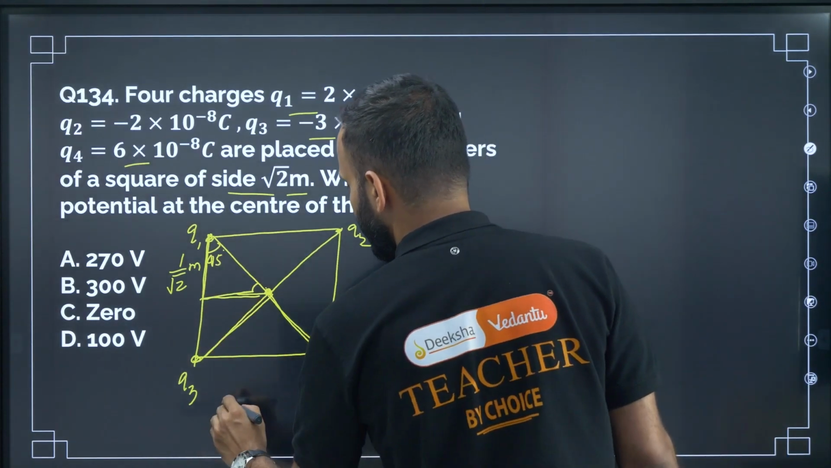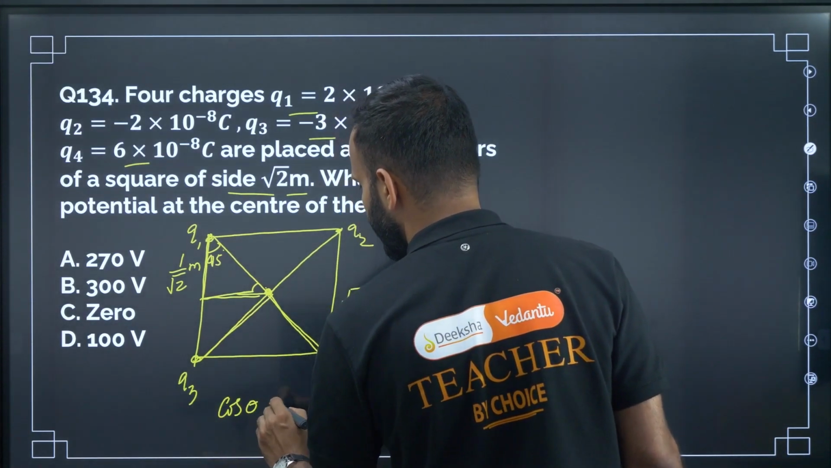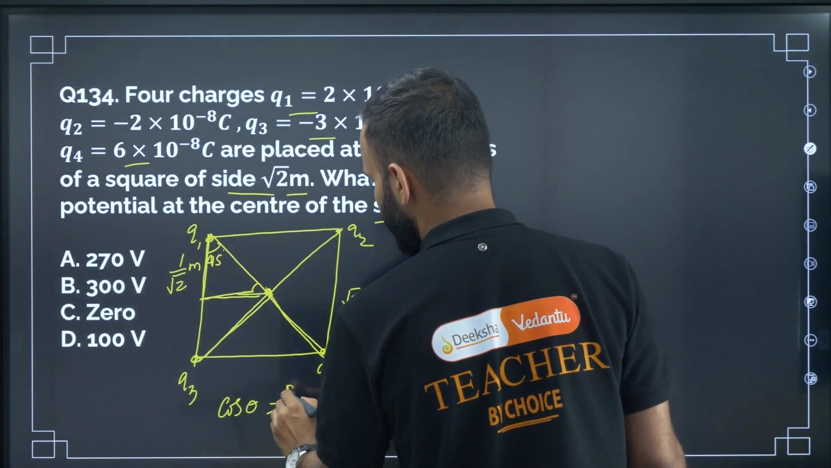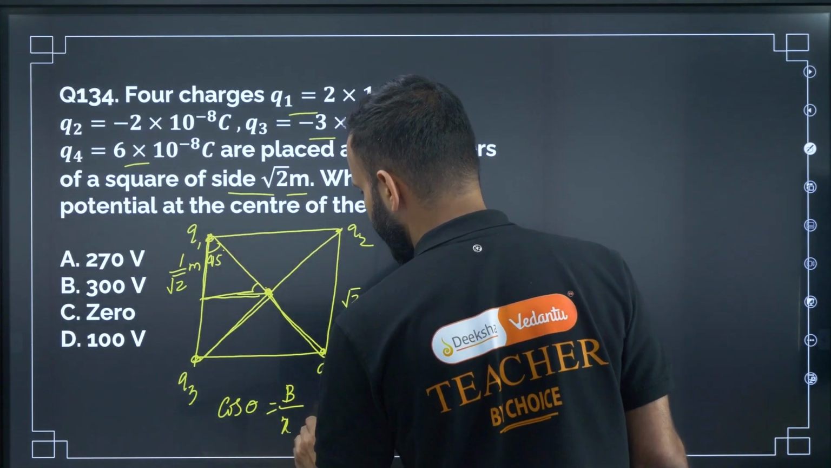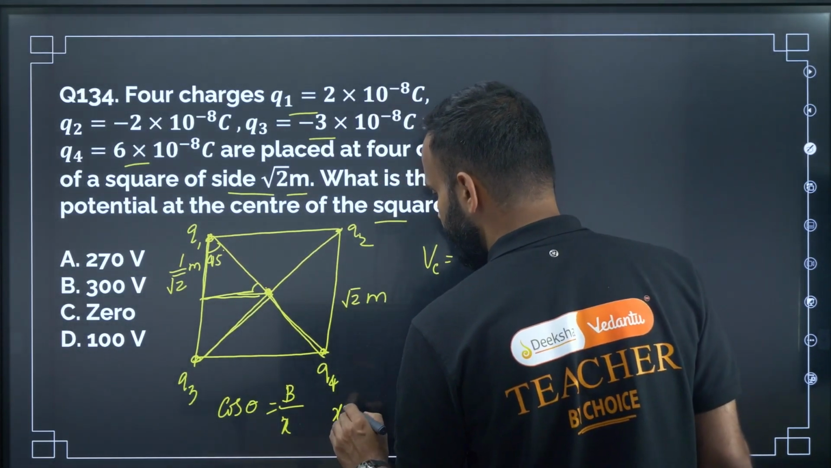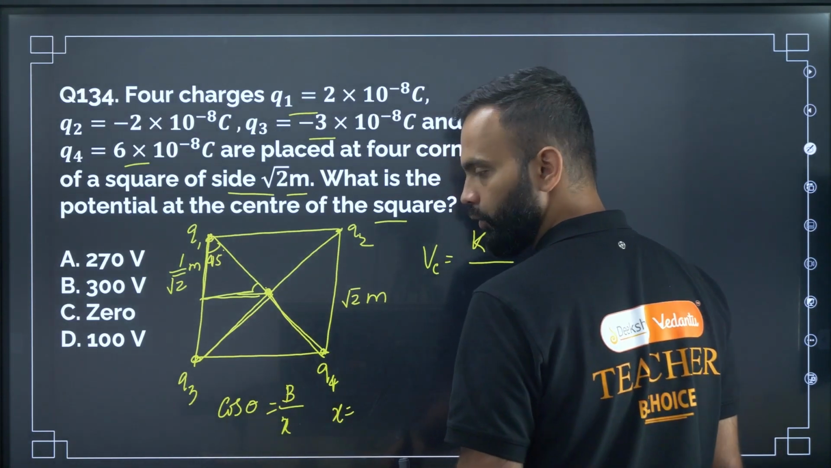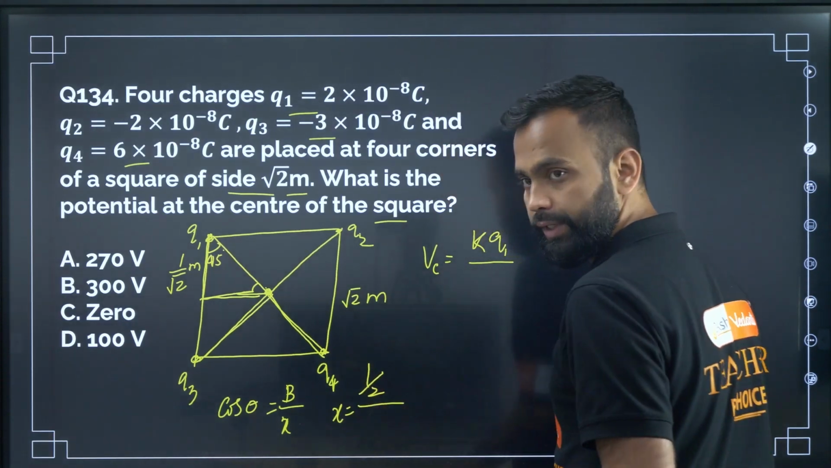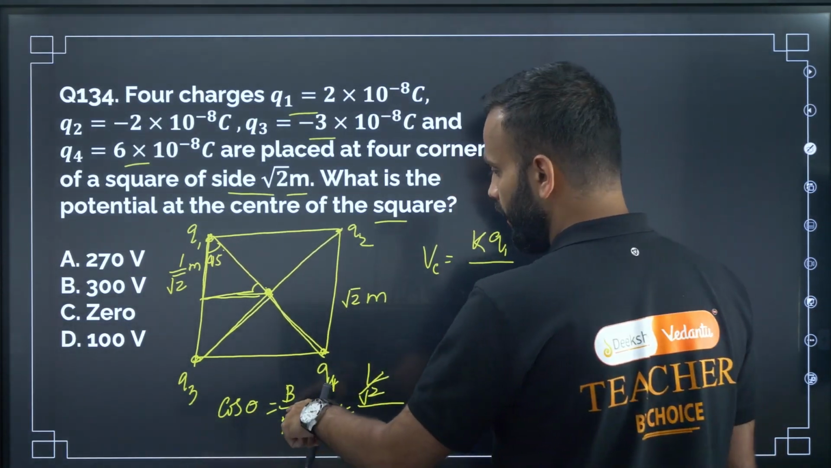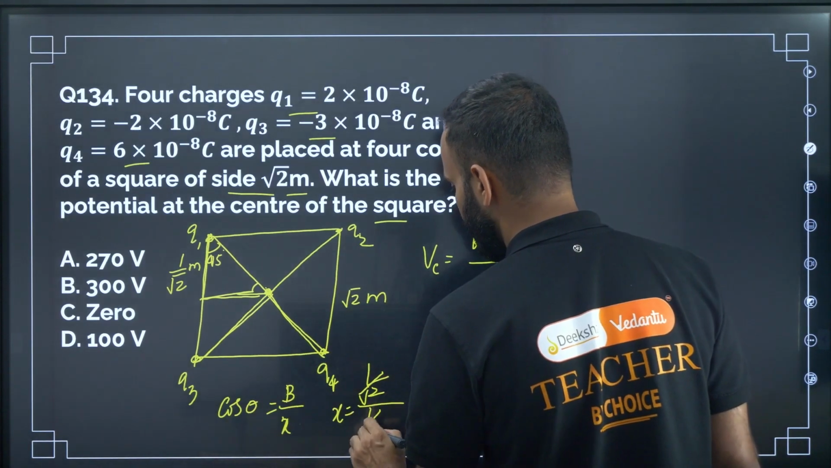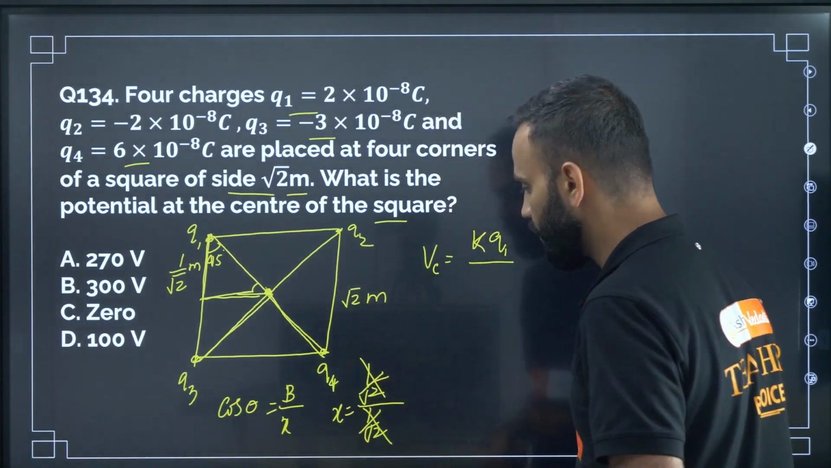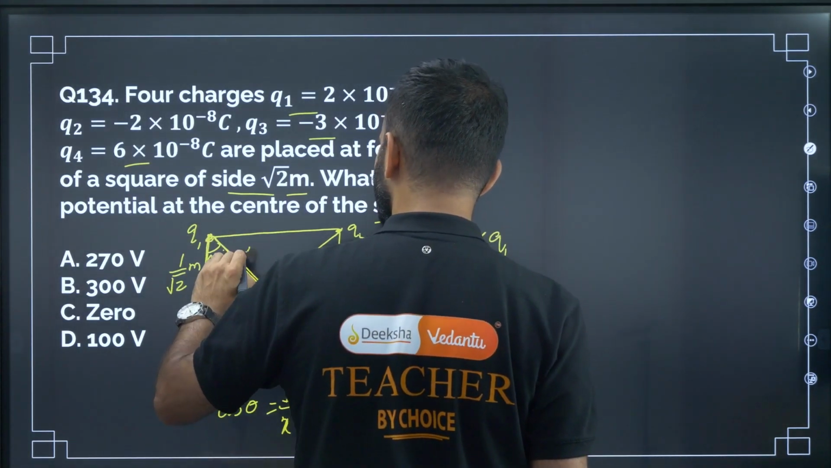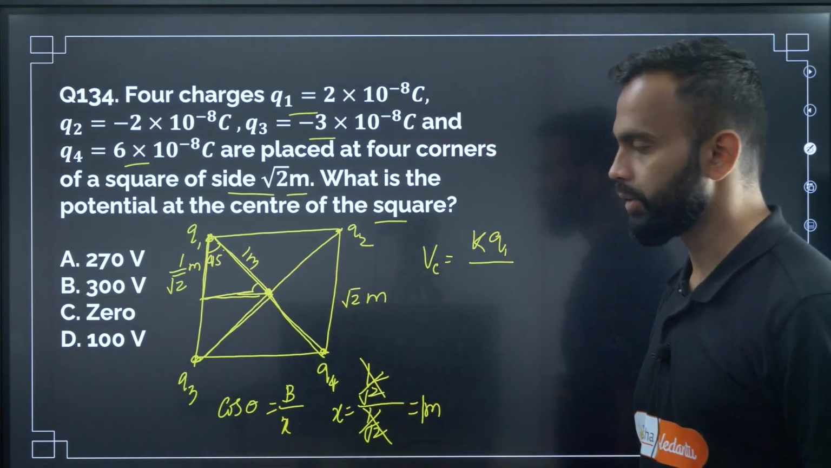So now here cos theta is equal to base by hypotenuse. Okay, base divided by hypotenuse, let's say x. Now x is equal to cos 45 degrees 1 by √2, right? So base is 1 by √2 whole divided by cos theta. Cos theta is cos 45 degree, which is 1 by √2. So 1 by √2 will get cancelled. So x equal to 1 meter. So now this distance is equal to 1 meter. The half of the diagonal is equal to 1 meter, right?